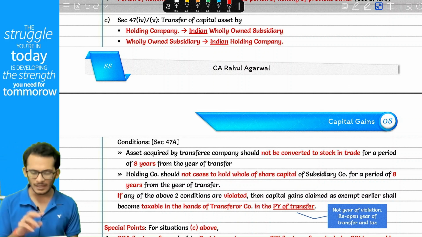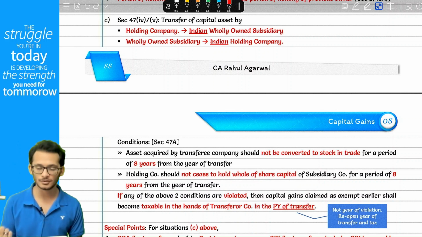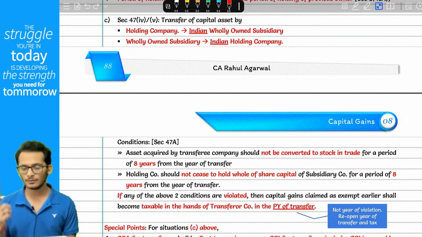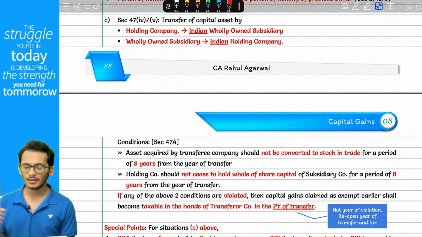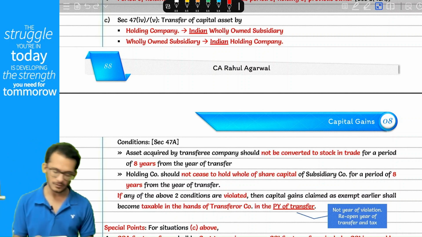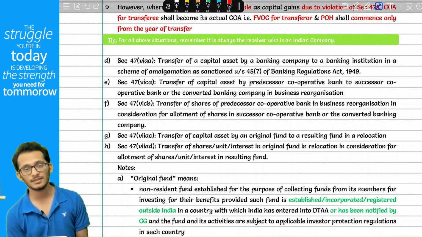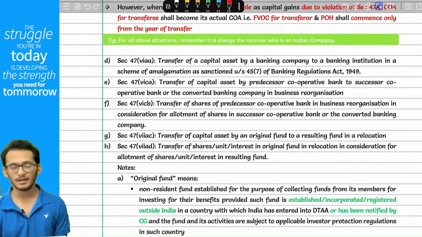Again, if a transfer like this is happening, the cost of acquisition for the new owner will become the cost to the previous owner. Period of holding of the new owner will be the period of holding of the previous owner. Indexation of the new owner will be from the date of transfer. Then you have some transactions which are not regarded as transfer, not so relevant from an exam perspective.